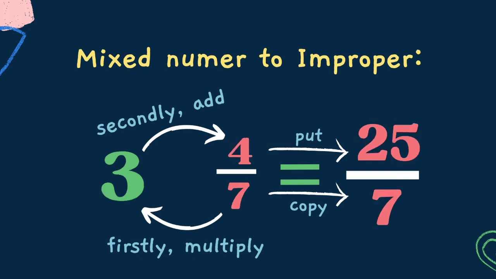Another example, let's transform 3 and 4/7 into an improper fraction. 7 times 3 is equal to 21, plus 4 is equal to 25. Simply put the 25 and just copy the denominator, which is 7. So we have 25/7.